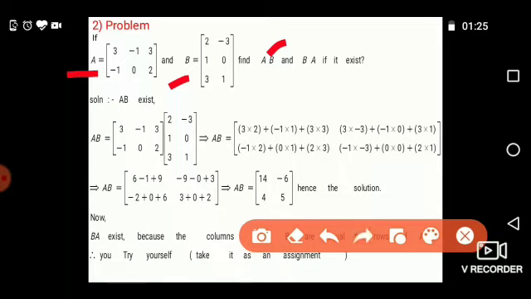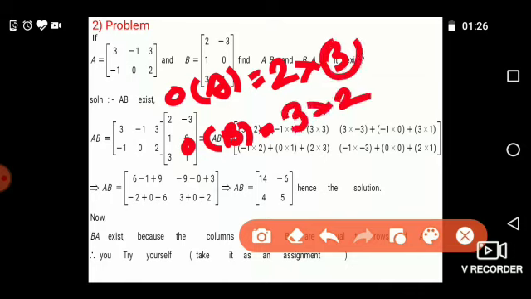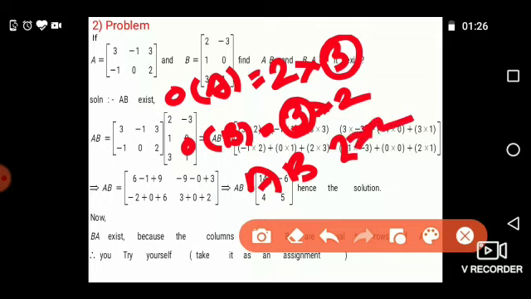Let me check first whether AB exists or not. We know that the order of matrix A given here is 2 cross 3, and the order of matrix B is 3 cross 2. Since the columns in A are equal to the rows in B, therefore AB exists. Now students, let me find the AB matrix. Because AB exists, it is a matrix of order 2 cross 2. We are left with 2 rows and 2 columns.